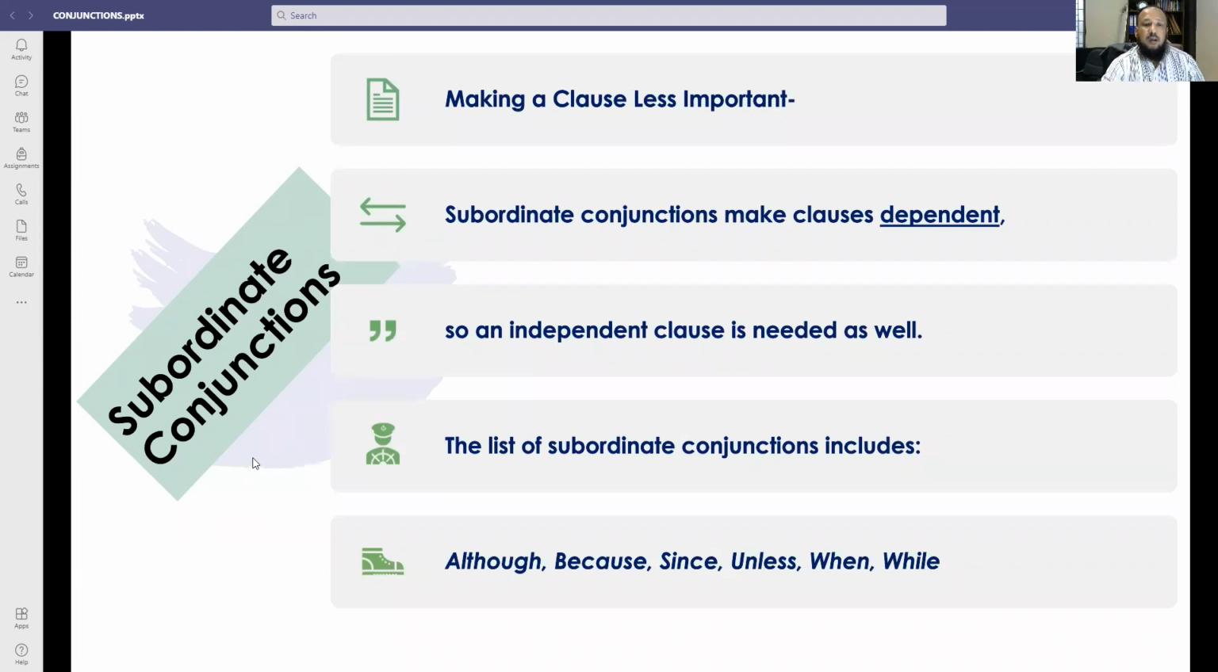Okay, now the third kind, subordinate conjunctions, making a clause less important. Subordinate conjunctions make clauses dependent. So an independent clause is needed as well. So in this kind of conjunction, one is a dependent clause, second is an independent clause. And the list of subordinate conjunctions includes although, because, since, unless, when, why.